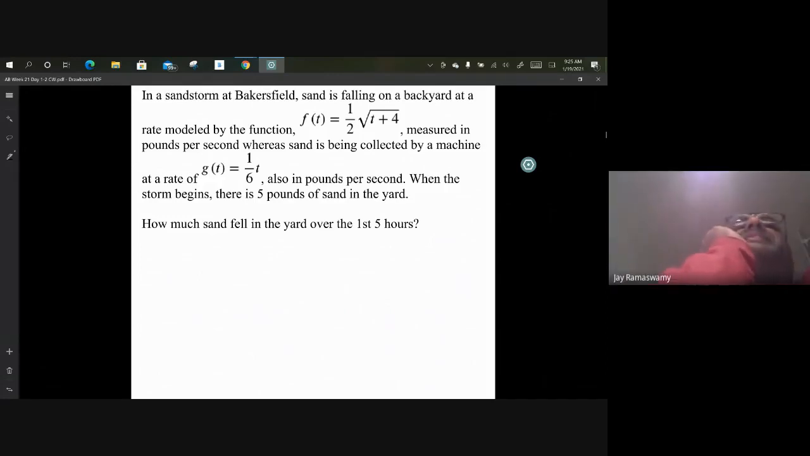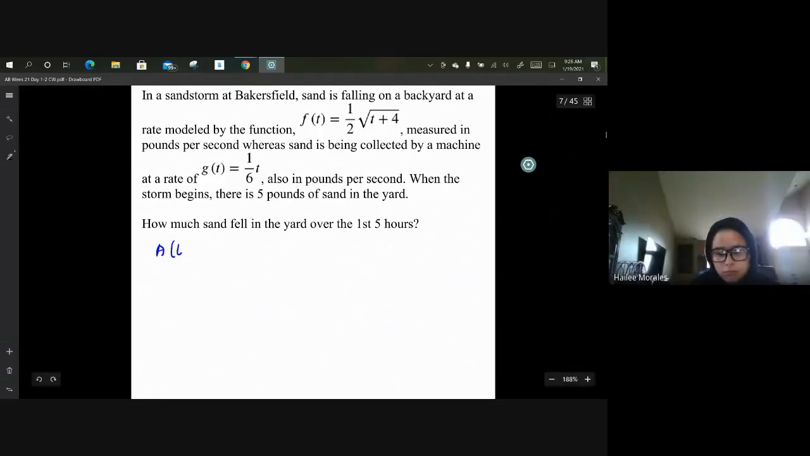It says, in a sandstorm at Bakersfield, sand is falling on a backyard at a rate modeled by the function f of t, measured in pounds per second, whereas sand is being collected by a machine at a rate of g of t, also measured in pounds per second. When the storm begins, there's 5 pounds of sand in the yard. Should we set up the problem?